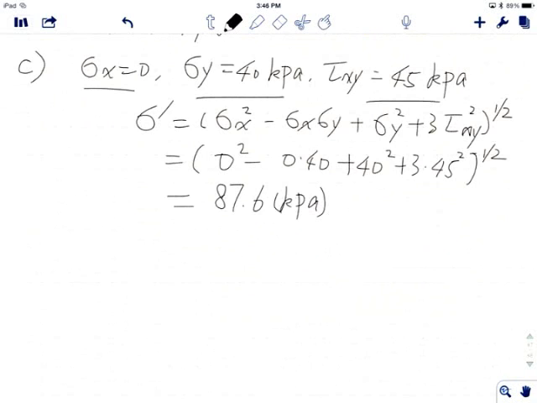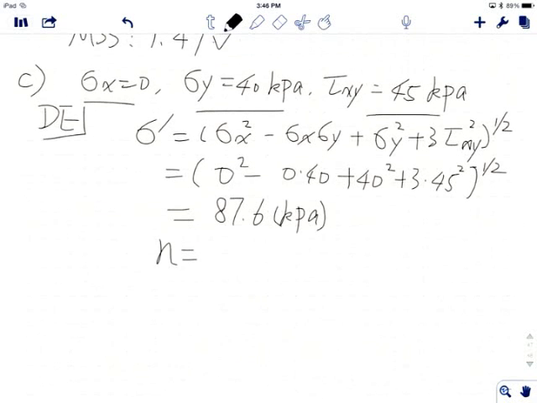Okay, and this n is equal to Sy divided by sigma prime, which is equal to 100 divided by 87.6, which is equal to 1.14 roughly. Alright.